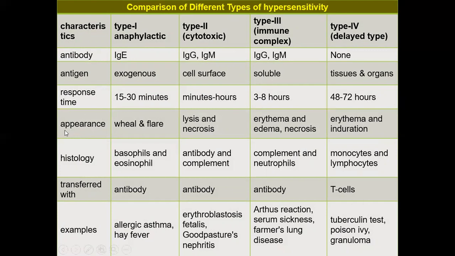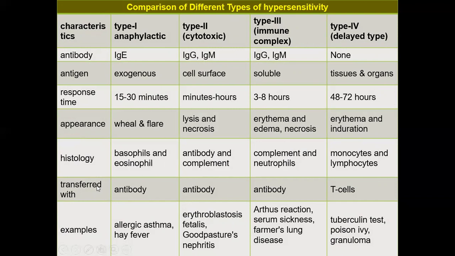And the appearance of the clinical manifestation or the reaction is wheal and flare in type 1, lysis and necrosis in type 2, erythema and edema and necrosis in type 3, erythema and induration in type 4. Histology. The tissues or cells involved are basophils and eosinophils in type 1, antibody and complement in type 2, complement and neutrophils in type 3, monocytes and lymphocytes in type 4.